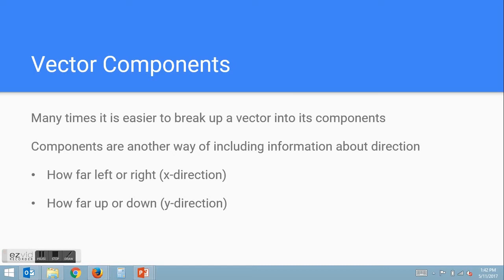This is another way to talk about direction. Instead of saying 5 units at 30 degrees north of east, you could say something like 4 units east and 3 units north, and get the same piece of information. Let's look at some quick tricks for how to find vector components and how to use them.